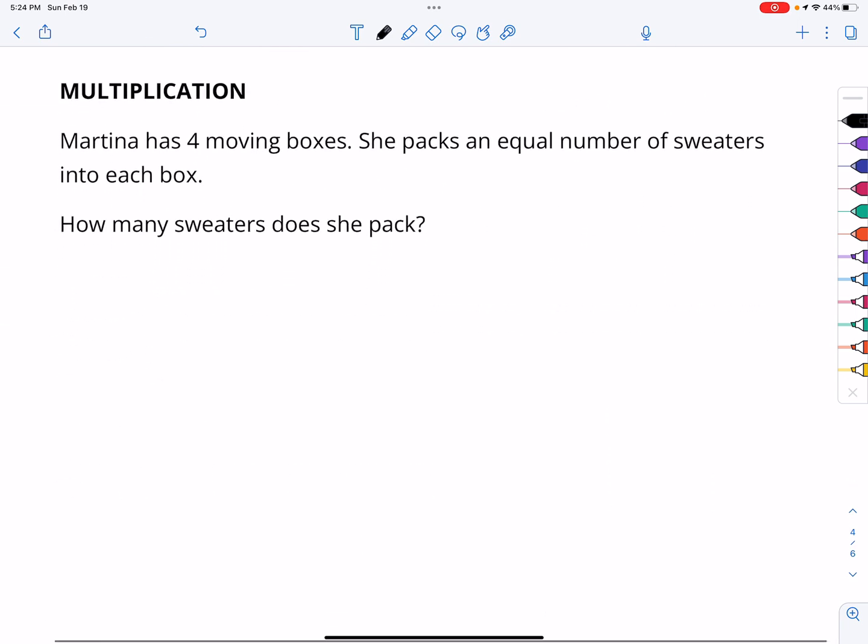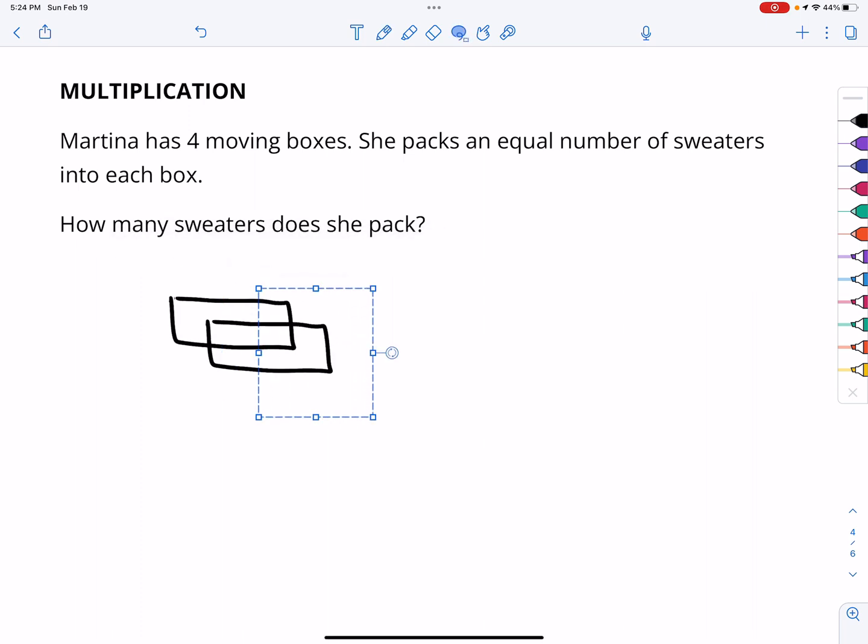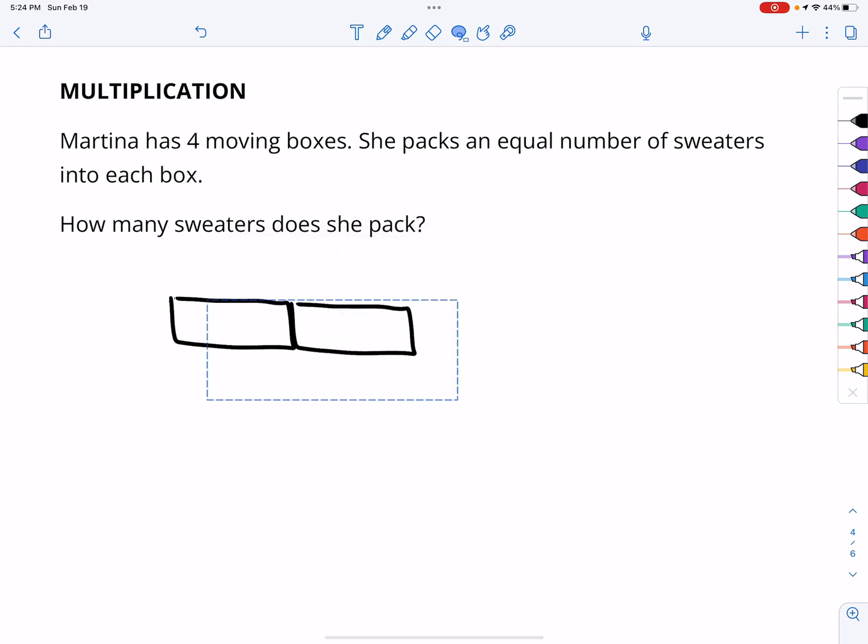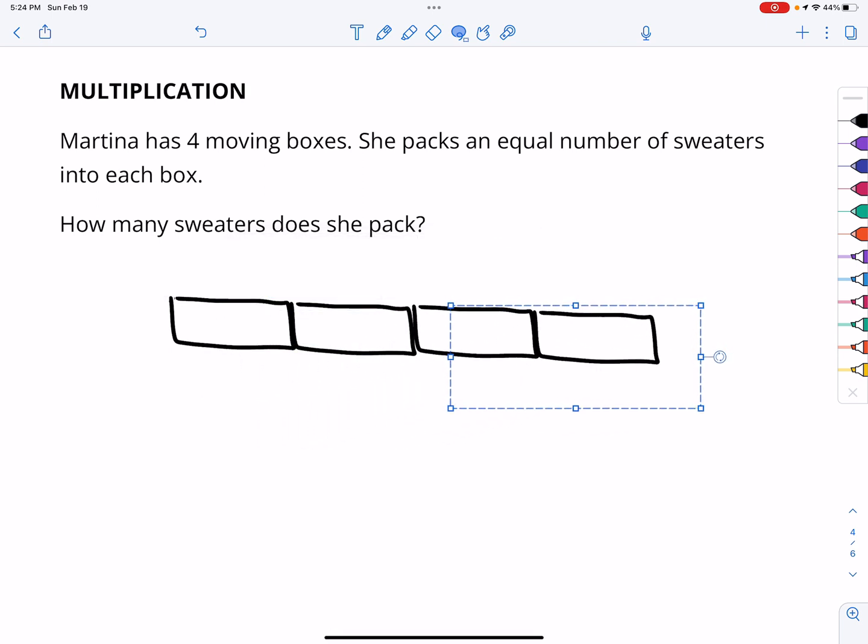Now when we look at multiplication, Martina has 4 moving boxes. She packs an equal number of sweaters into each box. How many sweaters does she pack? So here's 1 moving box, 2 moving boxes, and 4 moving boxes. So she's packing an equal number of sweaters.